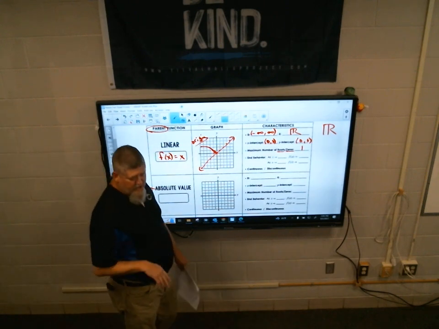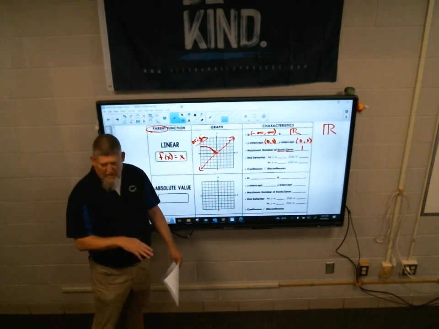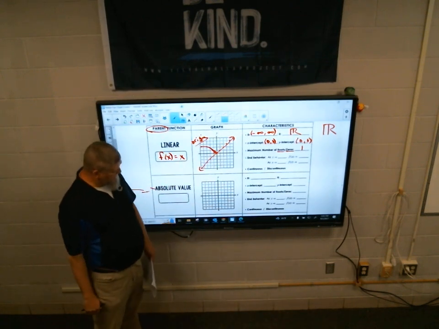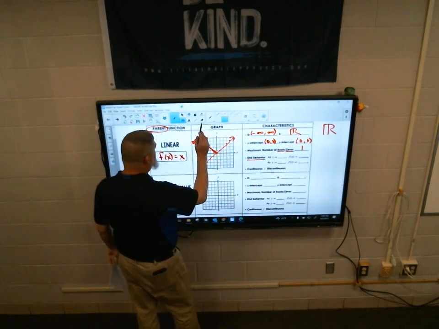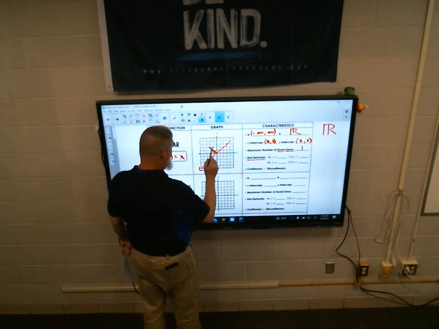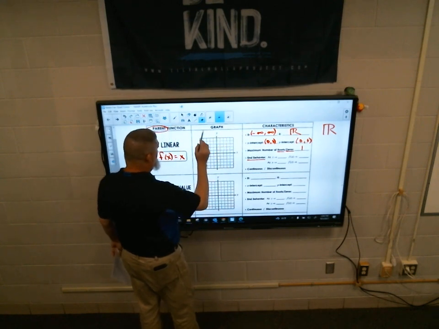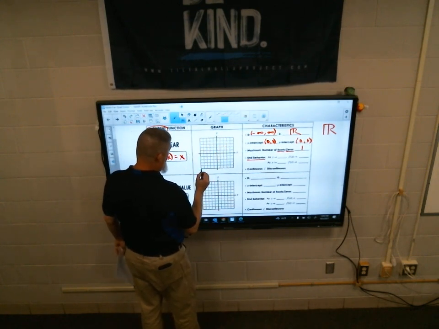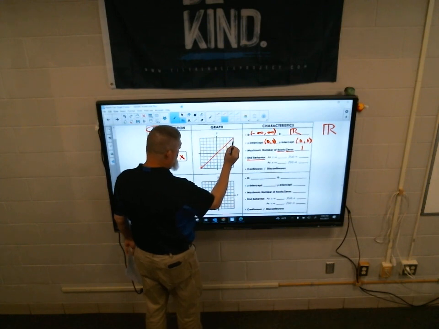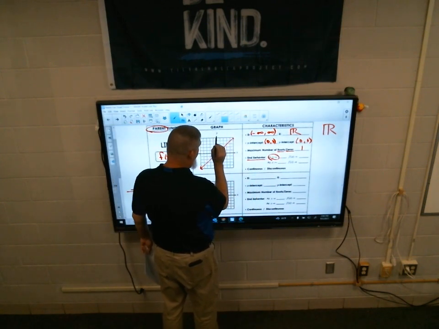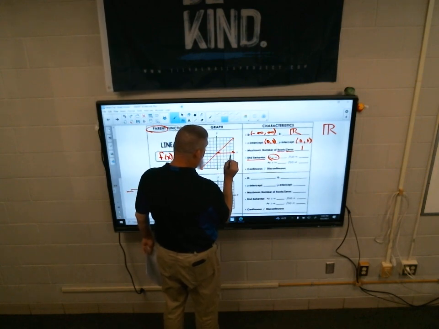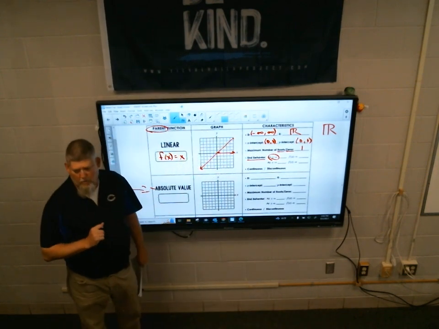All right, two more things to talk about. I'm going to tell you what we're referring to, and then as we go down, hopefully it becomes a little more obvious. The end behavior. What we're referring to there is, as x is getting bigger, as x goes to infinity, so as x is going this way, what's happening to the y?